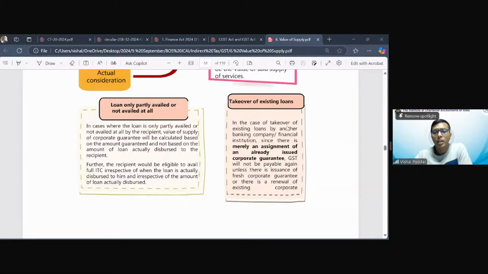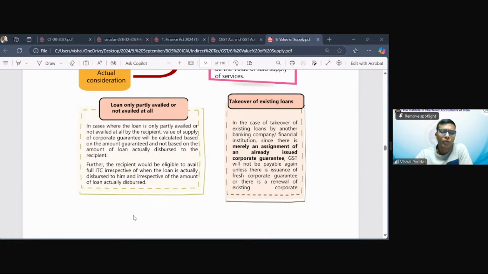So what it says is, in case of takeover of existing loan by another bank, since there is merely assignment of an already issued corporate guarantee, GST will not be payable again. So what has happened? I stood as guarantee at the start of the year. This guarantee earlier was for ICICI. Afterwards it has become of SBI, but my responsibility as a director remains the same. My responsibility has not doubled because I am standing as a guarantor to you for a 100 crore loan. That 100 crore was there at the start also, and it was there also when you switched the loan to SBI. So the 1% will be calculated only once.